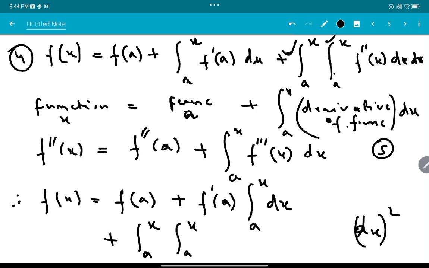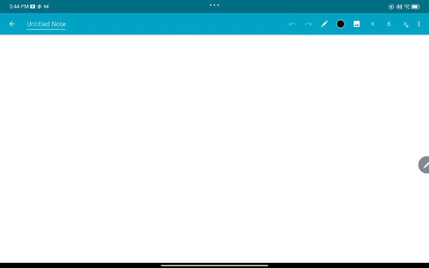Now substitute the expression for f''(x). The expression that I'm going to substitute is f''(a) plus the integral a to x of the derivative of the function, that is f'''(x) dx. A little bit of simplifying will lead us to f(x) equal to the following terms.